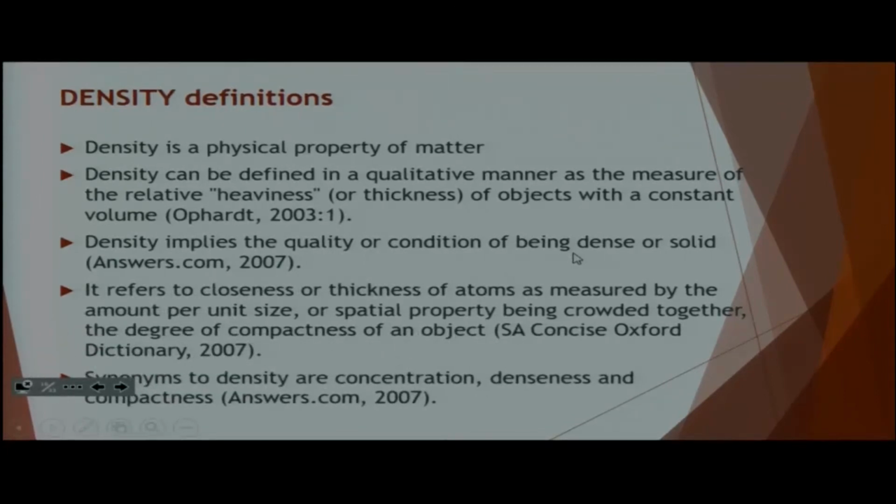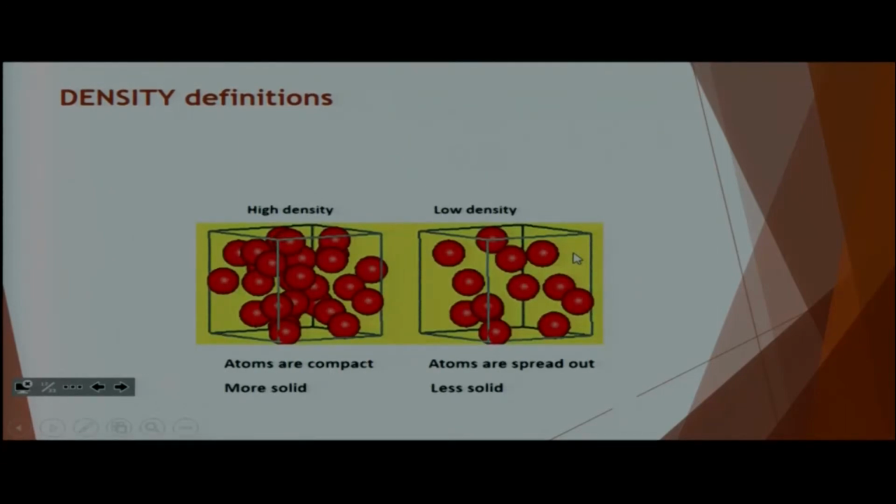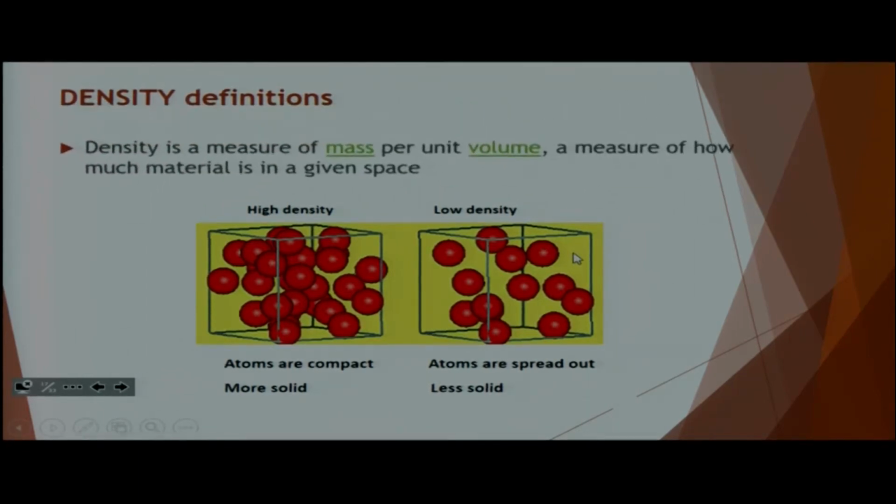Synonyms to density are concentration, denseness, and compactness. As you can see in that particular picture, high density atoms are more solid, they are closely compacted together. If it's got less density, then atoms are less spread out. That means it's not as solid. Density is a measure of mass per unit volume, a measure of how much material is in a given space.